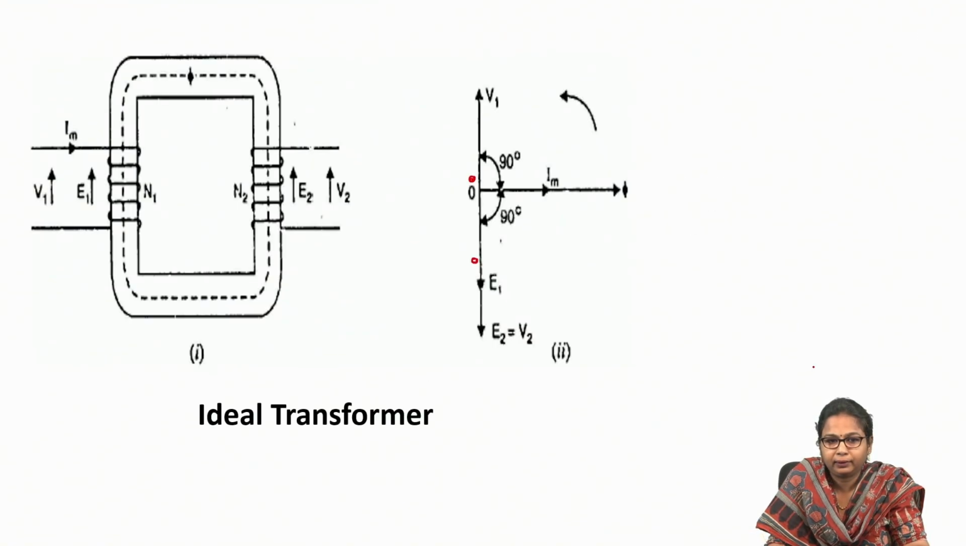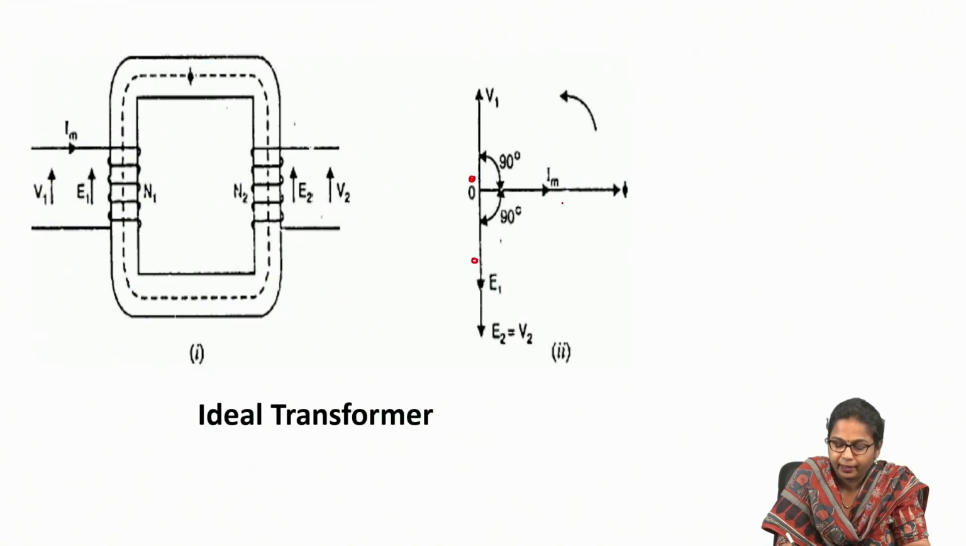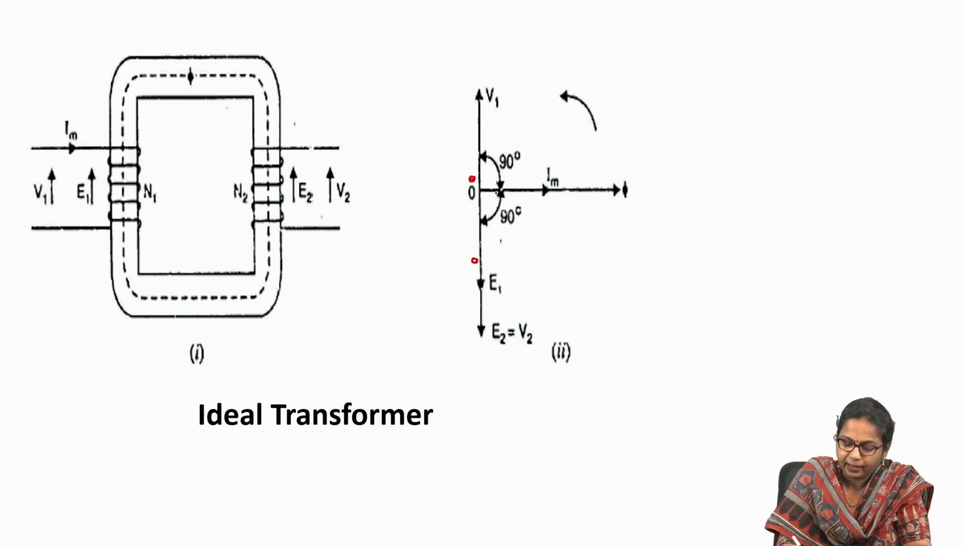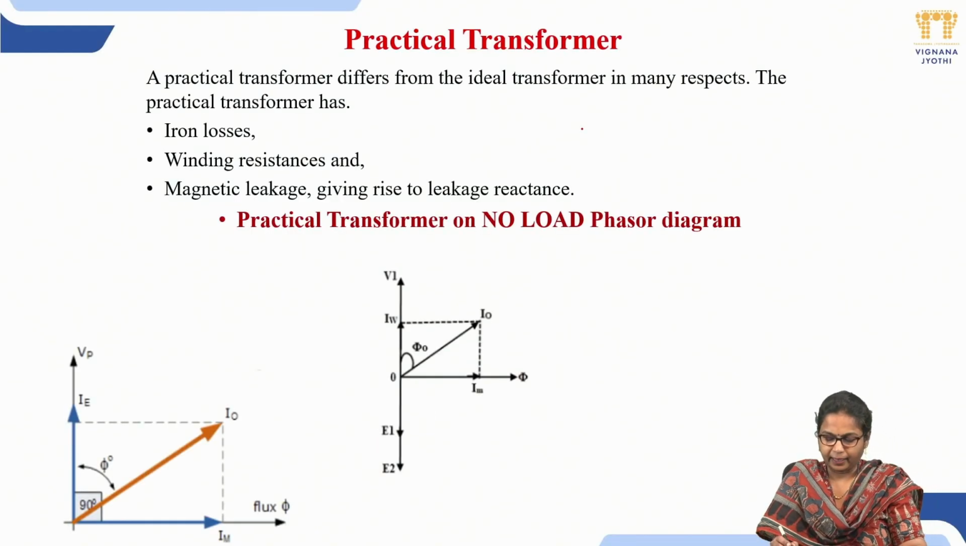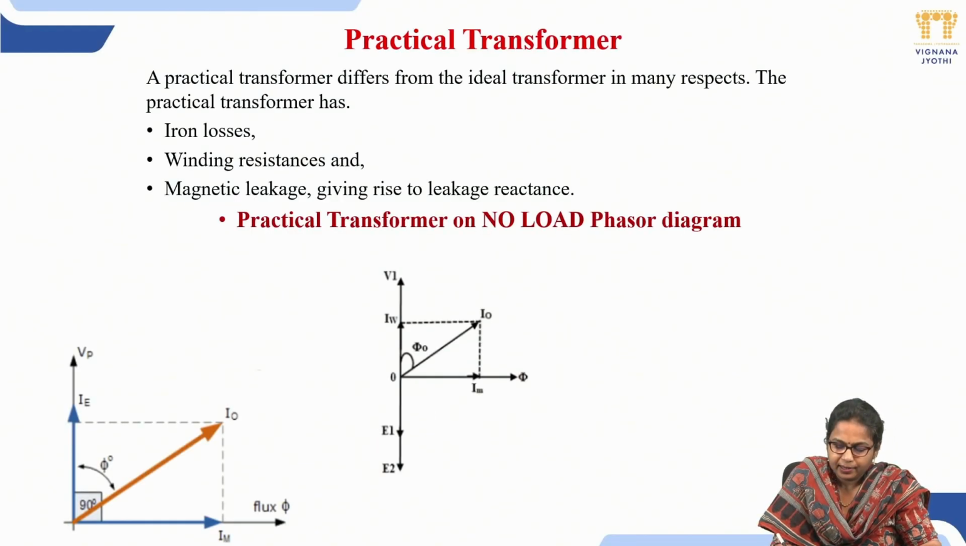Next, this is the magnetizing current, which always magnetizes the core. As we presume that in the case of an ideal transformer there are no losses, 100% of the flux linked will link with both primary and secondary, so it is lagging.